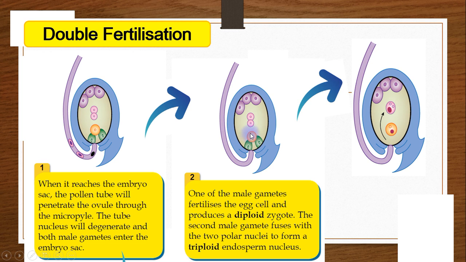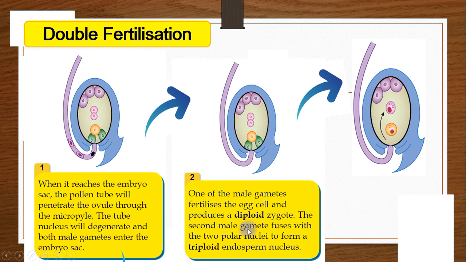The egg cell is haploid and the male gamete is haploid, so fertilization occurs and will produce the zygote. The zygote is diploid, 2N. Why 2N? Because the male gamete is haploid and the egg cell is haploid, so it will produce a diploid zygote. Okay, the other male gamete. So this is the first male gamete, and this is the second male gamete.